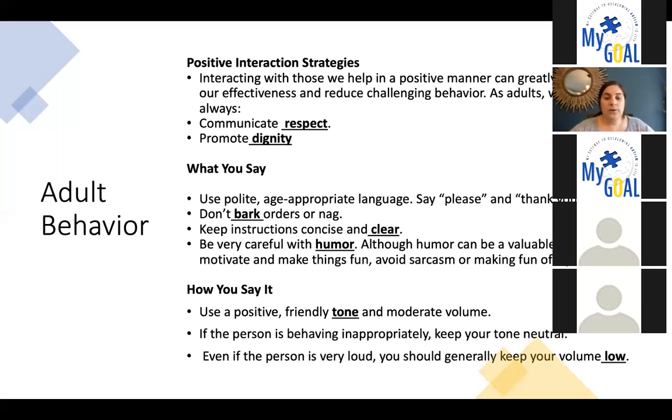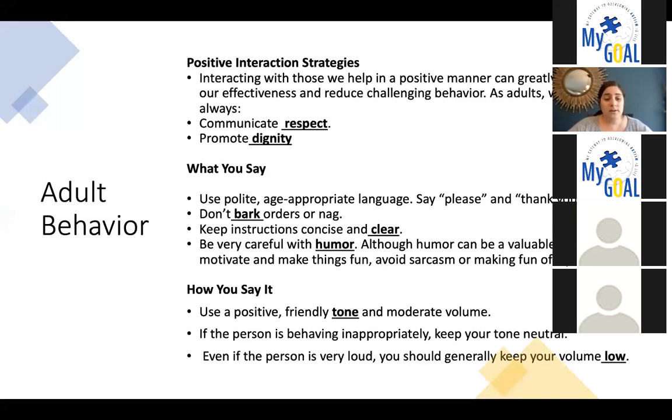You want to keep your interactions concise and clear. Make it very clear to your child what you want them to do. Don't give them 4 or 5 step directions if they're not able to follow those normally. And we do want to be very careful with humor. I know personally I can be very sarcastic and like to throw jokes in, but sometimes children don't understand that. And while it helps for the levity of the situation amongst the adults, it might be confusing to a child.